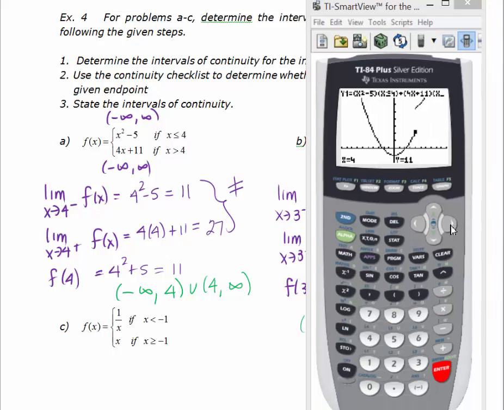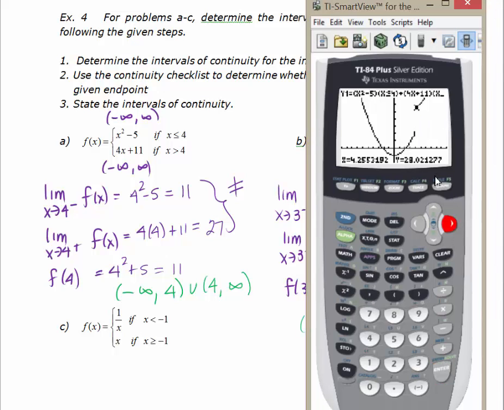And we can also, if you arrow to the right, you can jump to the next function and see that at 4.25 we're at 28. If I arrow to the left, I can see I'm approaching 27, but we know that at that part x equals 4 is part of the bottom function, not the top.